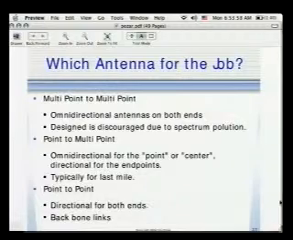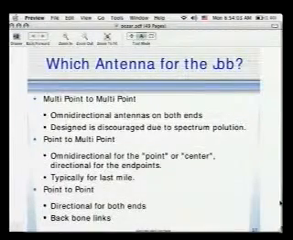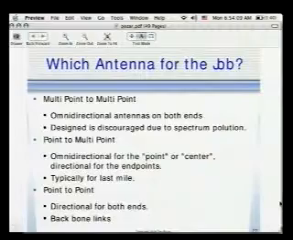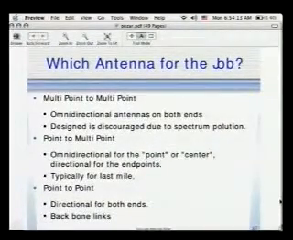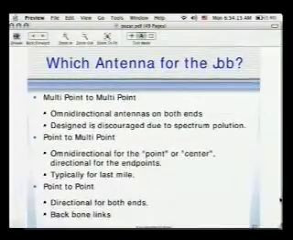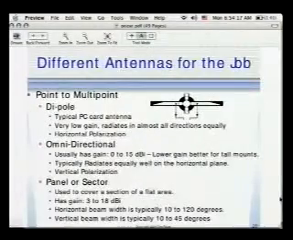Omnidirectionals are usually discouraged because of spectrum pollution. Again, we were talking about polluting the spectrum over here where I don't have any clients that need to listen to me. You just want to aim an antenna in the other direction where your clients are. So in the case of point-to-point, you may use a directional on both ends.